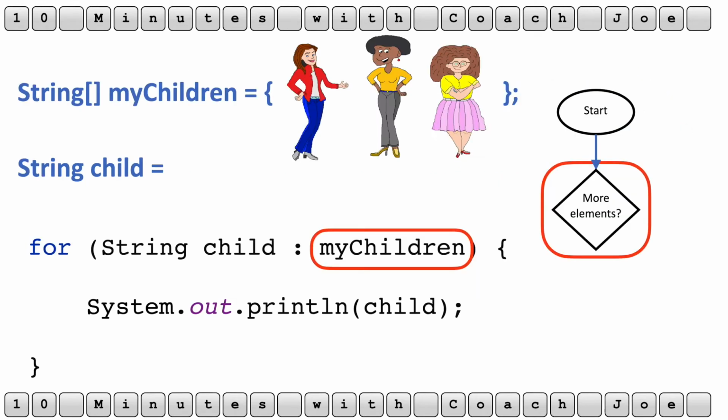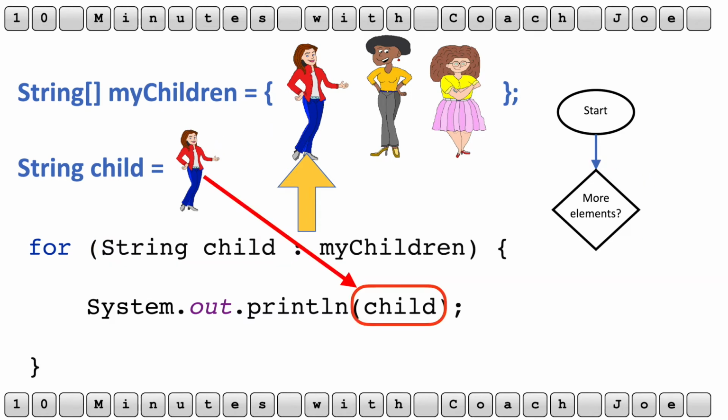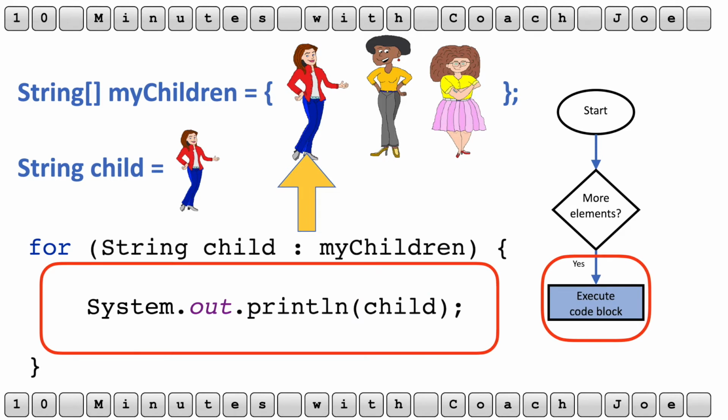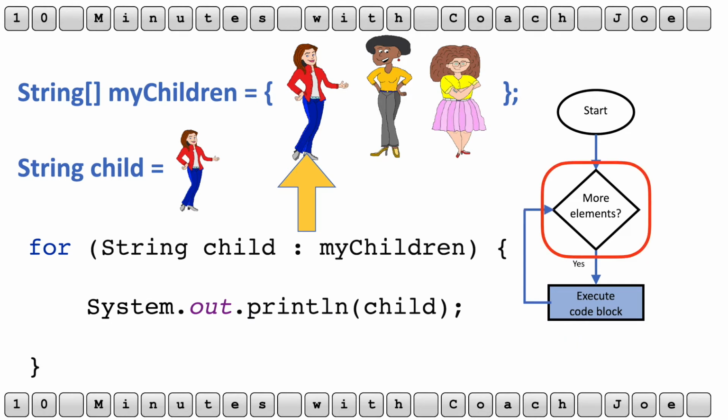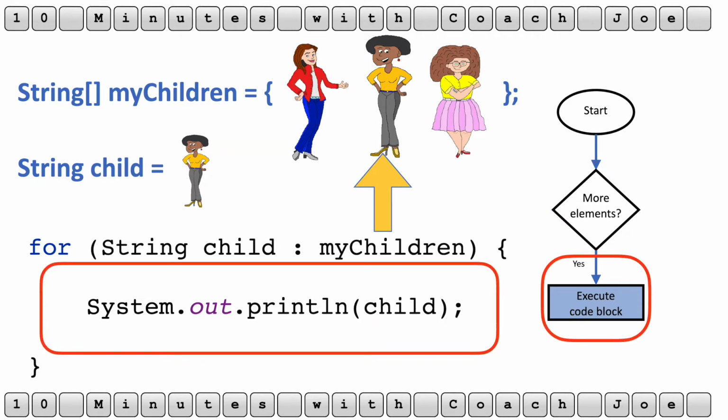In the flowchart, a decision is made to determine if there are any elements remaining in the collection. If there is an element, it is assigned to the local variable child. This child is the element that will be used inside the code block. The code block is then executed. The println method is called and Virginia's name is outputted. After the code block is completed, the decision process happens again. There is another child, Barb. The code block is executed. The println method will output Barb's name.